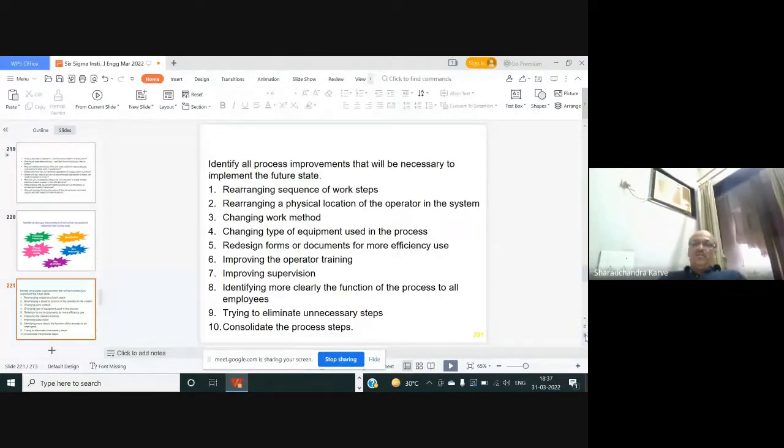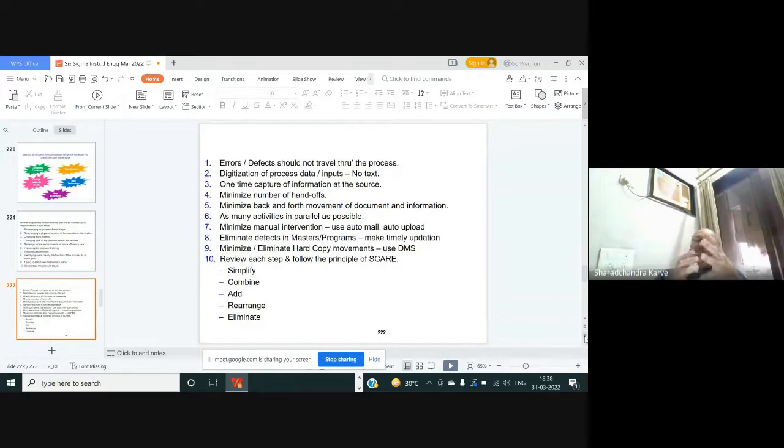Going forward, you can ask various questions: rearranging the sequence of a work step, rearranging the physical location of an operator in the system, changing a work method, changing the type of equipment used in the process, redesigning forms and documents, improving operator training, improving supervision. If you ask all these 10 questions, or what I have mentioned in the earlier three slides, it will probably give you insights for a future state map. So once you have your current state map, it is important, based on answering these questions, to design a new process which is the future state map.